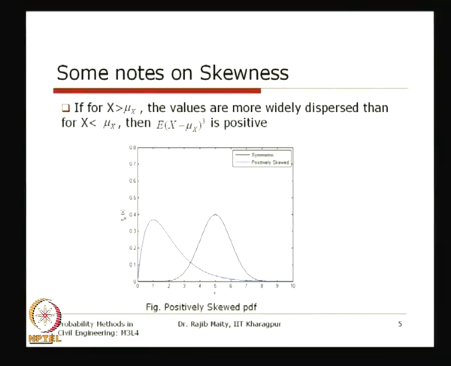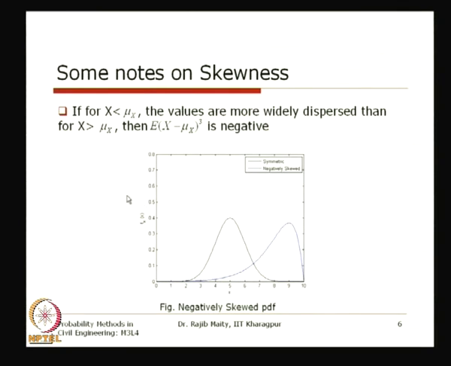So that example is shown here. Somewhere the mean location will be here, where the right side, the positive side with respect to the mean, will be more dispersed compared to the left hand side. So this quantity will become positive. So this blue PDF shown here is positively skewed.